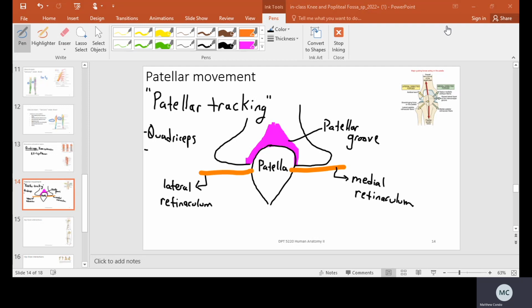Lateral release is done because of medial tracking? No, lateral release is done because of lateral tracking. Did I say it? For some reason when it said... Oh, yeah.